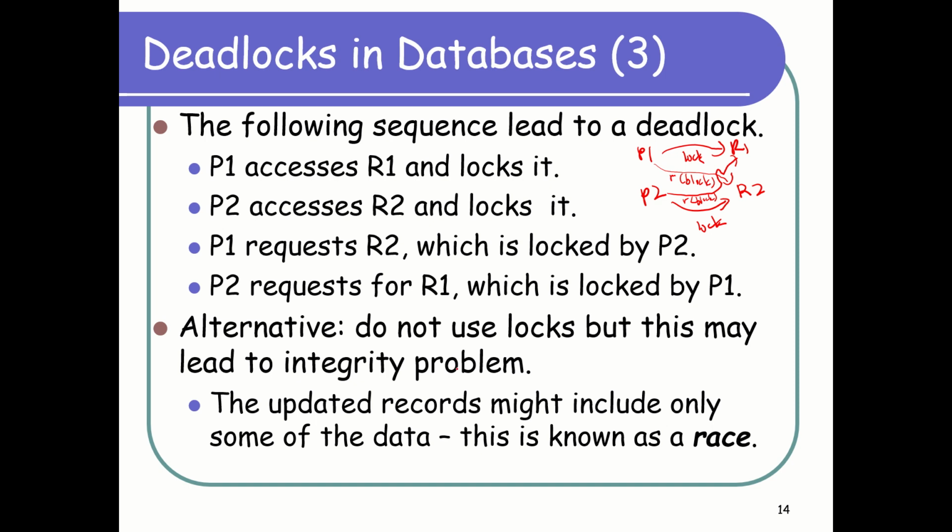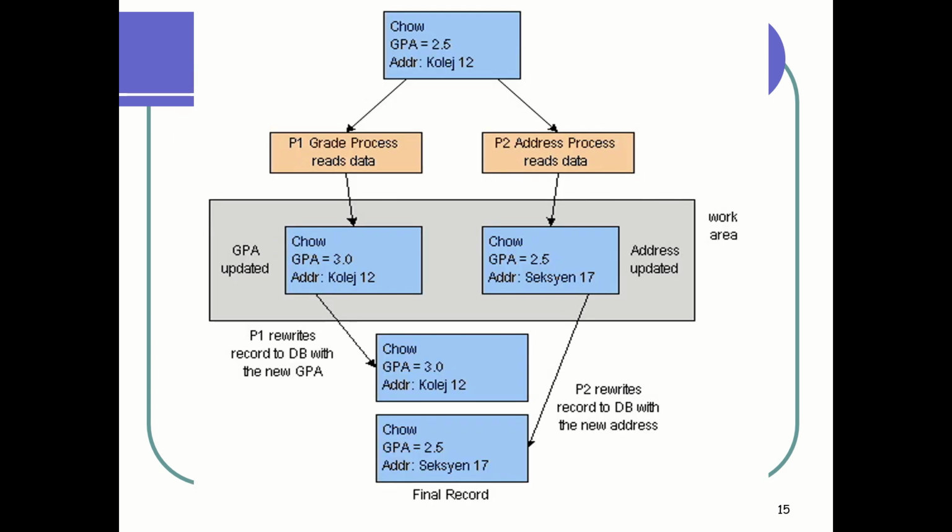So the alternative is to not use locks, but this may lead to an integrity problem. If you see the example from your slide, you have shared records. P1 grades a process and P2 reads process data. P1 only updates the grade, so the other data remains intact. You updated the grade to 3.0, and the others remain untouched, Chow and address college 12. P2 updates the address process, and the others remain untouched. So here Chow's grade is still 2.5, but the address changed to section 17.